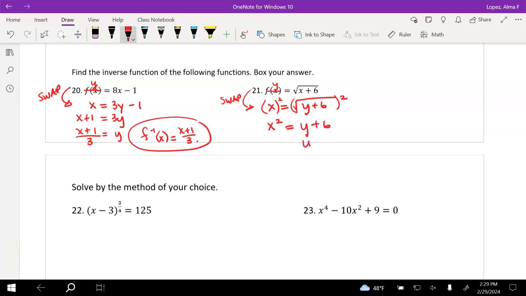To solve for y there, all I have to do is move the 6 over to the other side, and then write it as an inverse. The inverse is x squared minus 6.